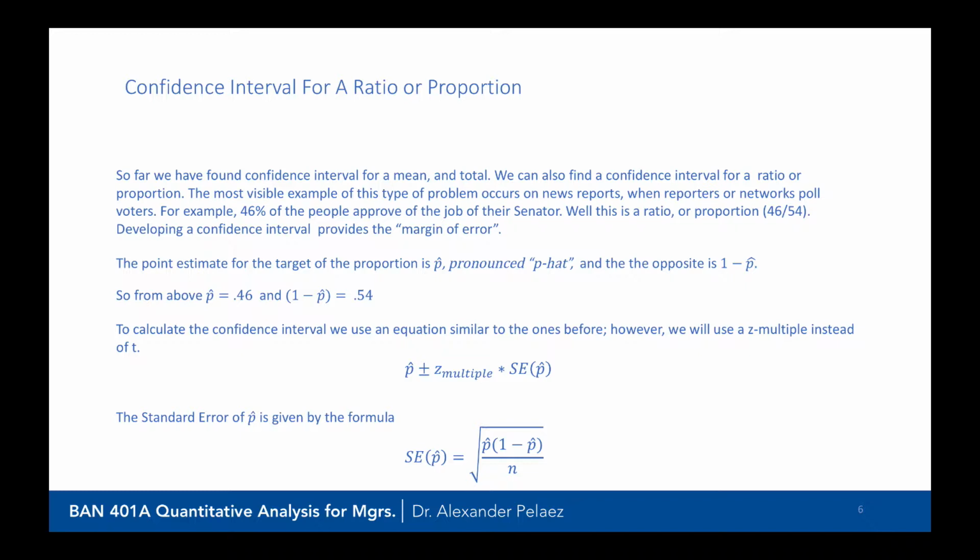So when we say 46% of the people approve of the job of their senator, the ratio is 46 over 54, which would be 46%. The point estimate for the target of the proportion is p hat, and the opposite is 1 minus p hat. So from above, our p hat is 0.46, and 1 minus p hat is 0.54.